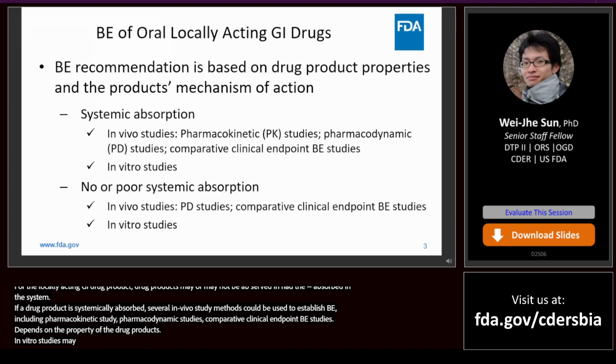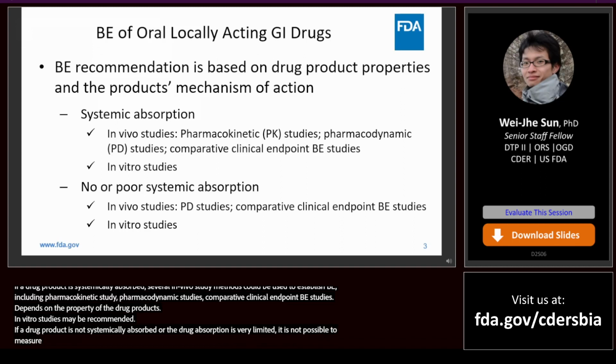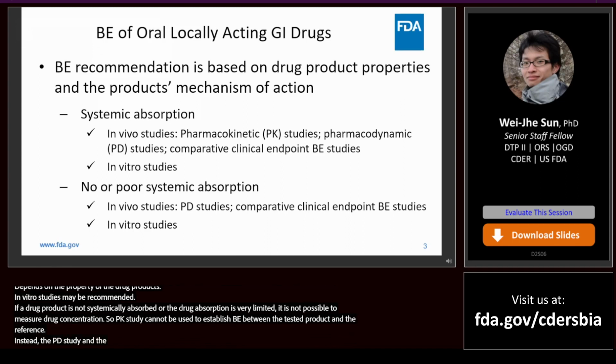If a drug product is not systemically absorbed, or the drug absorption is very limited, it is not possible to measure drug concentration in plasma. So PK study cannot be used to establish BE between the test product and the reference standard. Instead, the PD study and the comparative clinical endpoint BE study can be used. In vitro study may be recommended as well.